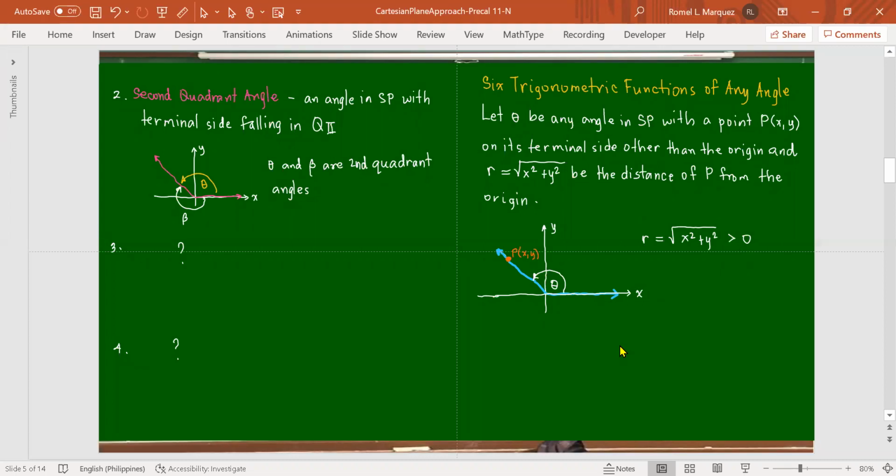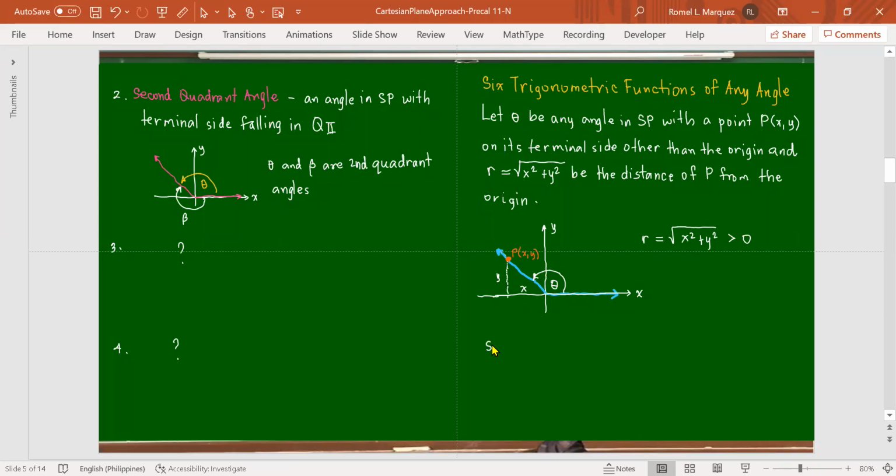So from here, we now read the 6 trigonometric functions. Actually, this x is the distance from the y-axis, and this point is the distance from the x-axis. That's y. From the y-axis, this is x. And we define the following 6 trig functions.